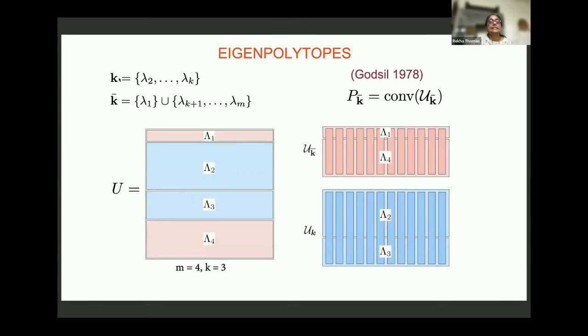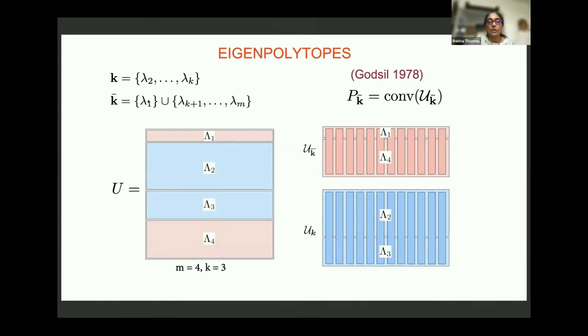So what we do is we first collect in this bold K, it's a set, all the eigenvalues corresponding to the eigenspaces we want to average. So I'm trying to average the second eigenspace up to the kth eigenspace. Remember, we always leave out the first one. So that is this bold set K, okay? And K bar is everything else.